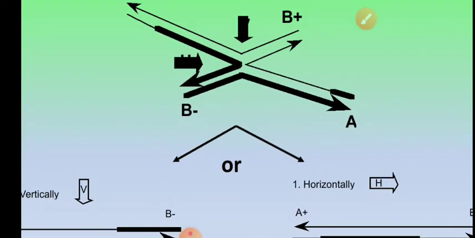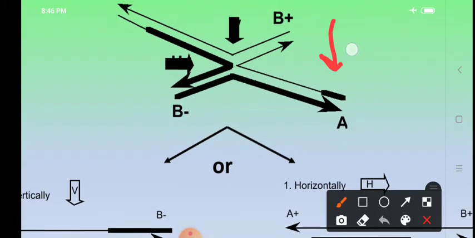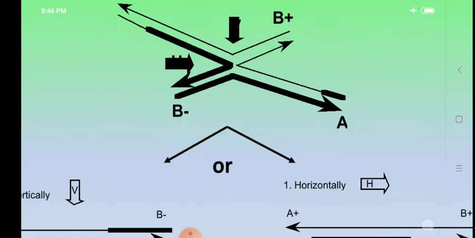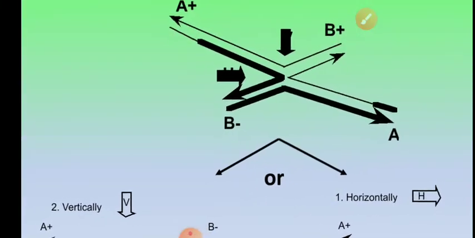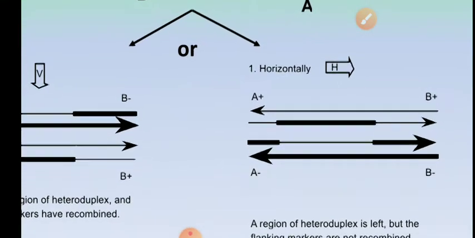Okay, this one, if it occurs in this manner, it is vertical, and if it occurs in this manner, it is horizontal. Okay, so this is a Holliday intermediate, and now it is going to break vertically as well as horizontally. What happens when there is horizontal breaking?